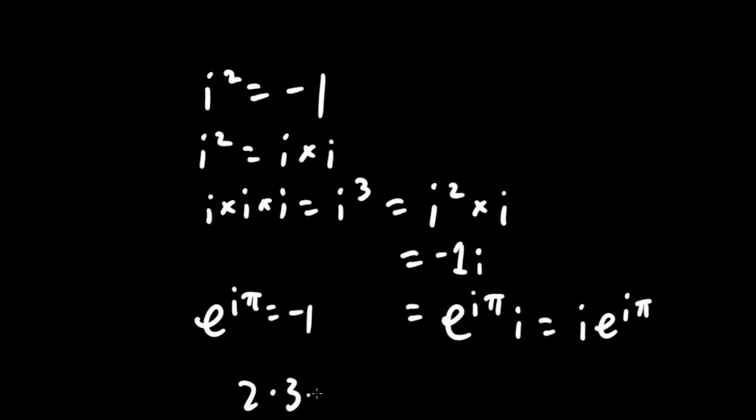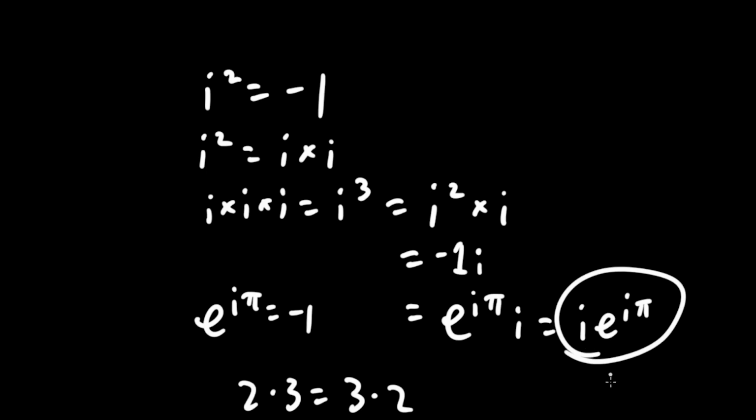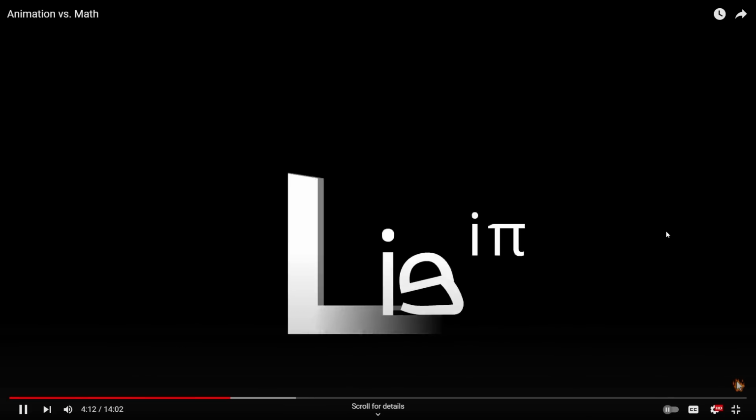2 times 3 is the exact same thing as 3 times 2. And for those of you who don't know, the dot symbol is the same thing as the multiplication symbol. It's just easier to write and it looks cleaner. So what we have here is i cubed, or i times i times i, which is what he did in the video, equals i times e to the power of iπ.